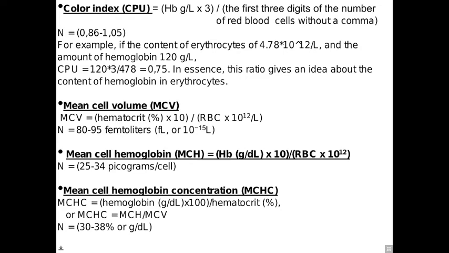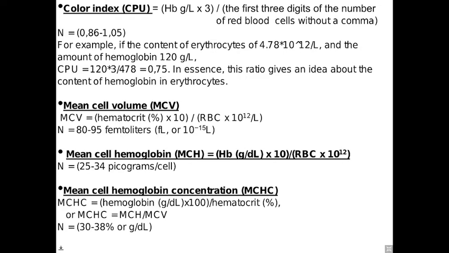The formula is mentioned on this slide. We need to take the hemoglobin level times 3 and divide it by the first 3 digits of the number of erythrocytes without any comma. For example, if the patient has a red blood cell level of 4.78 and a hemoglobin quantity of 120, we will take 120 times 3 divided by 478 without comma. So equal to 0.75. Commonly, the color index should be around 1. This is a ratio, so it doesn't have any units of measurement.